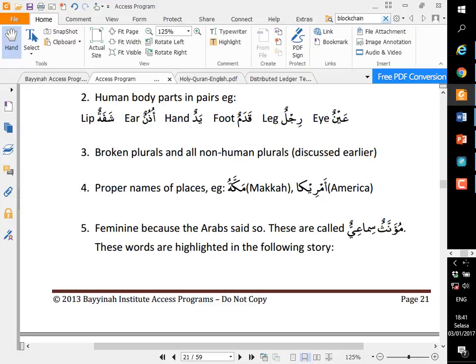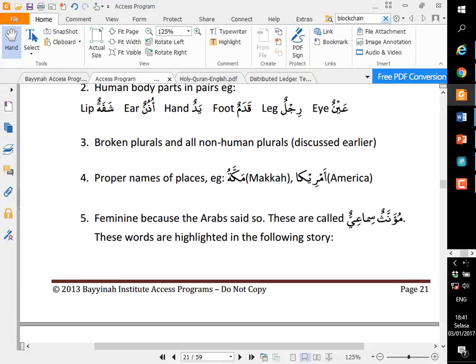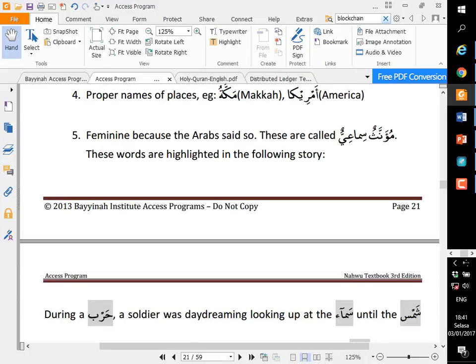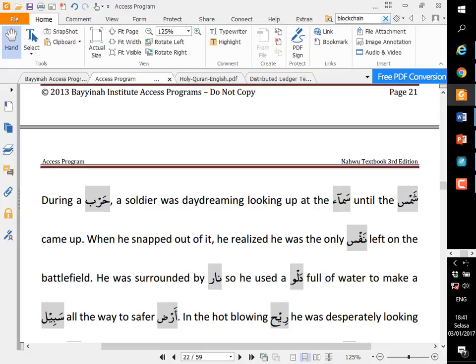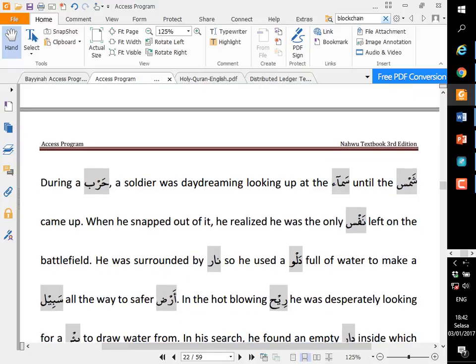And also this last part is because the Arabs said so. So this is what we need to memorize. There are several words that are feminine. Why? Because Arabs said so. No other reason. You don't need to memorize it, just to know, because there are a lot of words that are feminine because the Arabs said so.